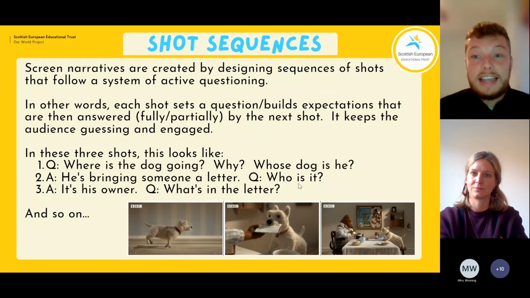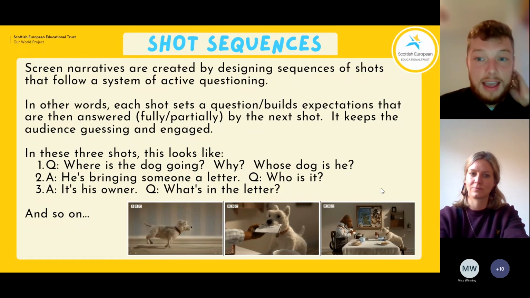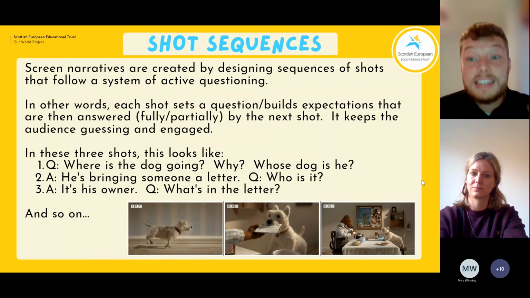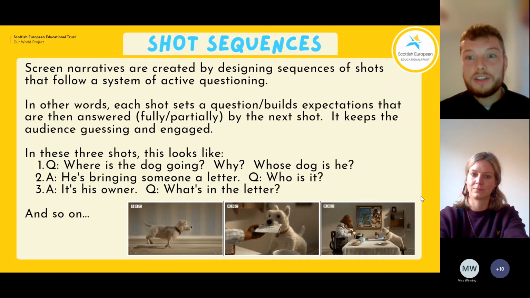Okay, so an effective storyboard or film narrative, which meets that idea of showing, not telling, which we discussed a couple of slides ago, is generally created by designing shots in a sequence that follow a system of active questioning. In other words, each shot sets up or poses a question, which is then at least partially answered by the following shot. This keeps the audience on board and interested in the narrative.